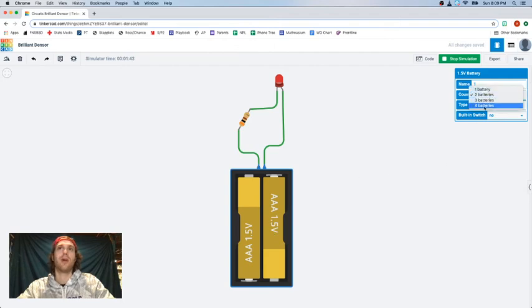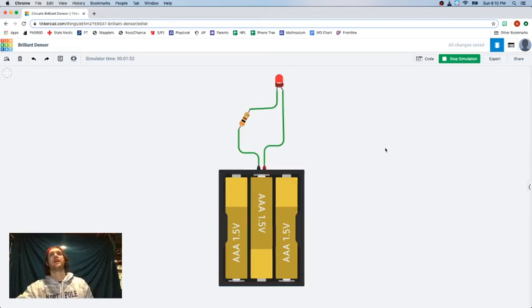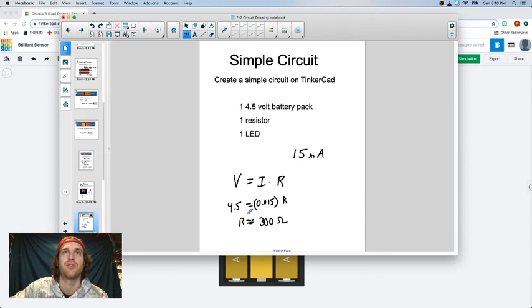If I change it to 4 batteries, the light gets even brighter, but it's still operating at a safe zone. But 3 is where we're at. So we use Ohm's law to help protect the equipment that's in our circuit. Okay, so that's just a regular old simple circuit.